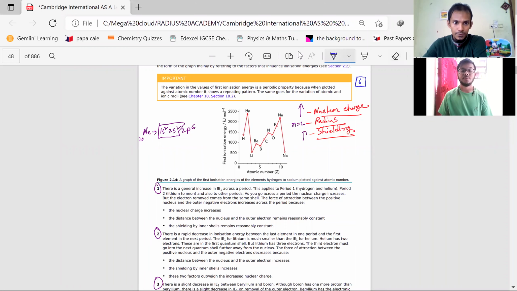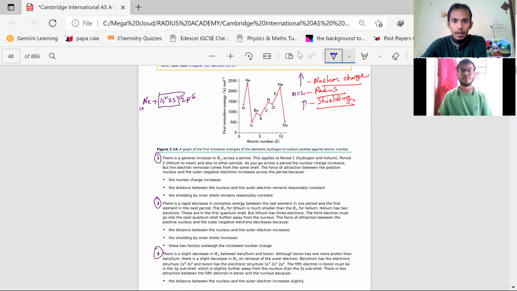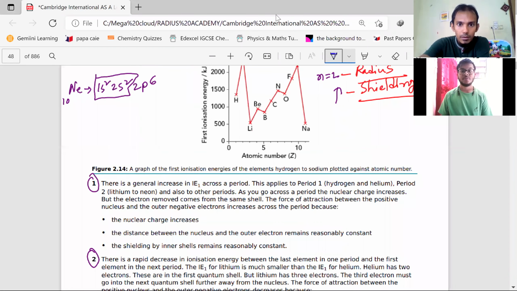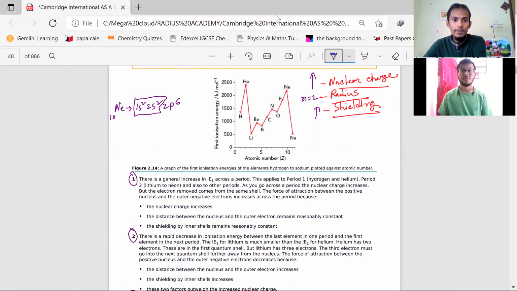Okay. First thing, আমি পড়ে পড়ে এক্সপ্লেইন করি তাহলে বেটার বুঝতে পারবো ইজিলি. এটা দেখো. Number 1, there is a general increase in first ionization energy across a period. There is a general trend in increase. Why? Because nuclear charge increases across a period. From lithium to neon, দেখো, nuclear charge is increasing.